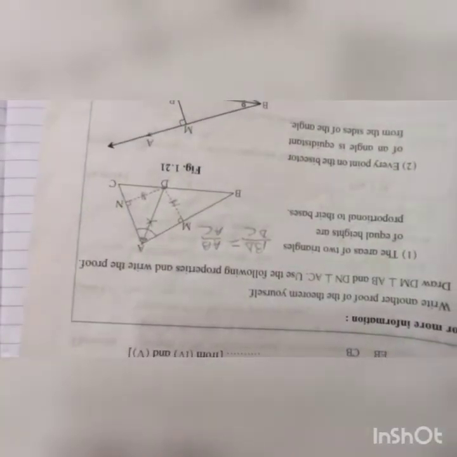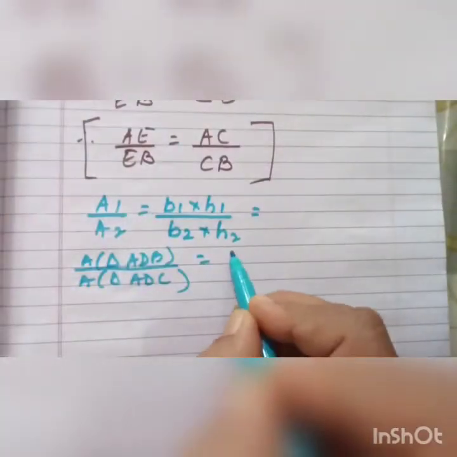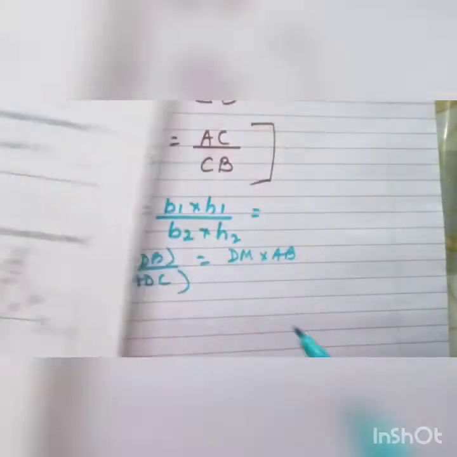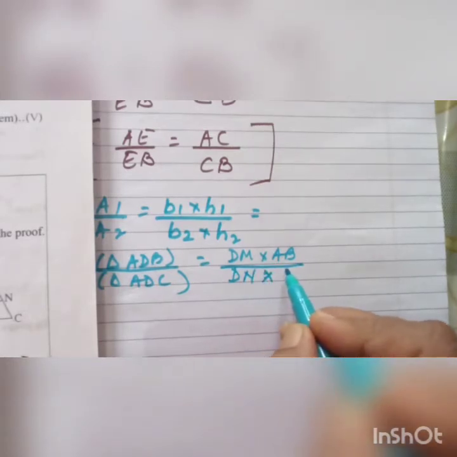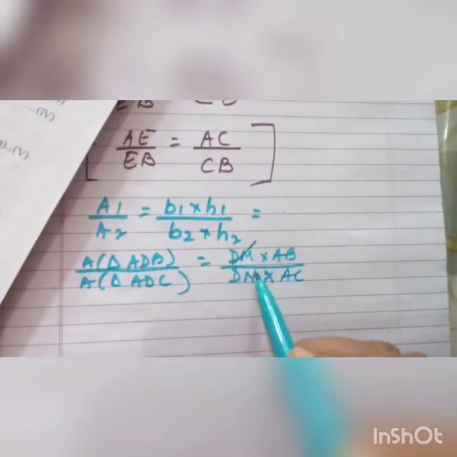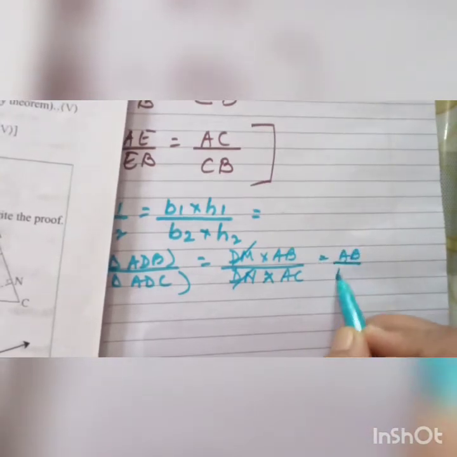Now, if this is the height, the base of this triangle will be, you turn the book and see, DM is the height, base is AB. So, DM into AB. If we consider this triangle ADC, height is DN, base is AC. Now DM and DN get cancelled because the heights are equal.